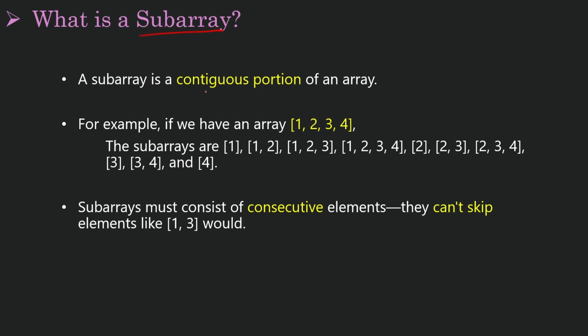A subarray is a contiguous portion of an array. For example, if we have an array 1, 2, 3, 4, the subarrays are 1; 1, 2; 1, 2, 3; 1, 2, 3, 4; 2; 2, 3; 2, 3, 4; 3; 3, 4; and 4. Notice that subarrays must consist of consecutive elements. They can't skip elements like 1, 3 would. The sliding window approach often deals with subarrays because it leverages their contiguous nature to optimize computations.